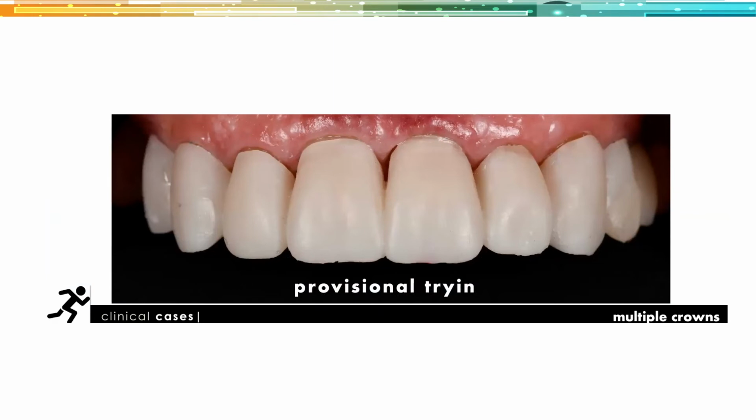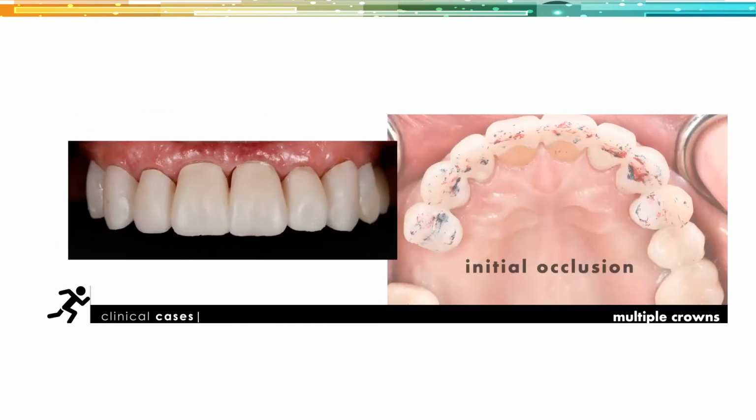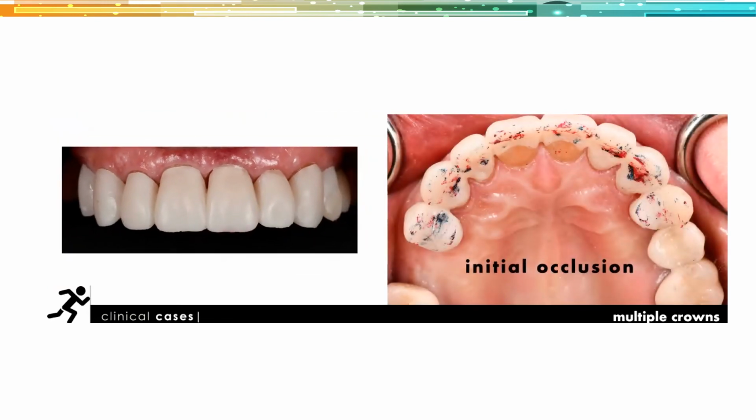And we go back to the patient and we try in the provisionals. There was a little cusp tip on number 12 that was a little shorter than I wanted. So you can make any changes that you need to, just bond some composite here. And I wanted to show you what the initial occlusion looked like. This is very predictable. It comes right out of the digital design.